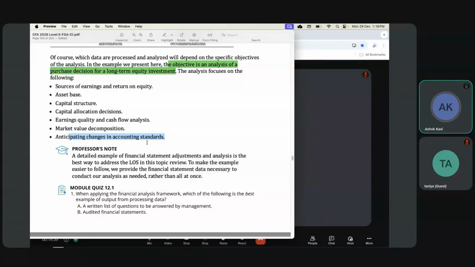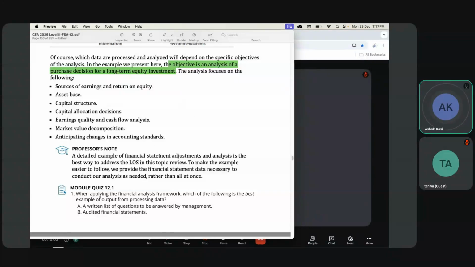Market value decomposition. Okay, then anticipating changes in accounting standards. The analysis focuses on the following. In the example we present here, the objective is an analysis of a purchase decision for an equity.